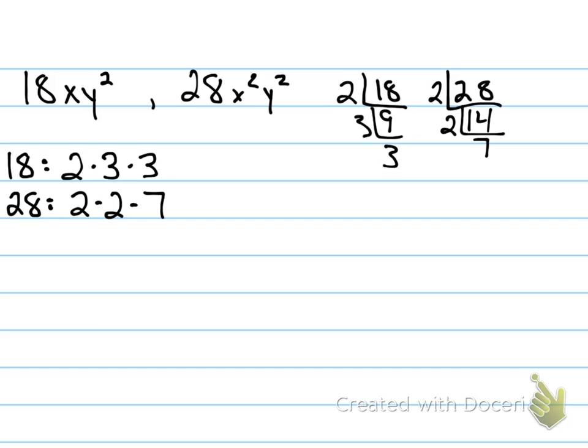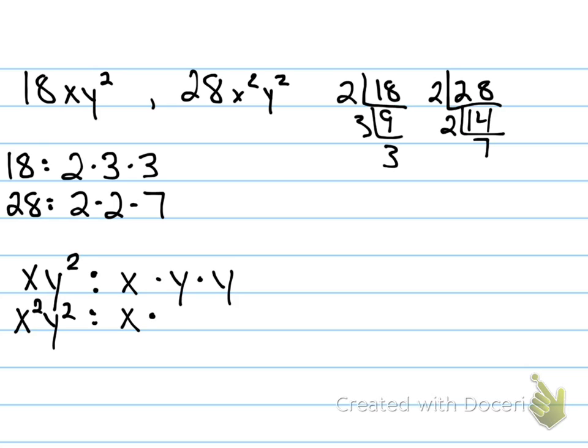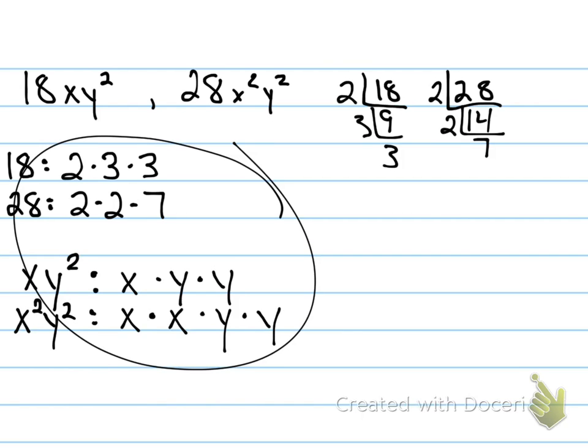Okay, but now I can't forget about my variables, right? So I need to break those down. Well, which variables do I have? I have xy squared, and I have x squared y squared. So here's how I want you to do it. I want you to break these down to x times y times y, and x times x times y times y. You see what we're doing here? We're breaking the monomial down into its prime components.